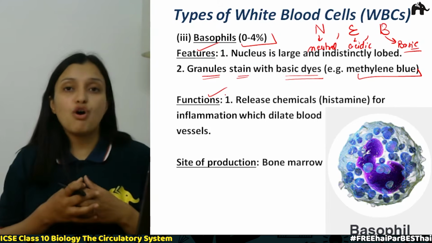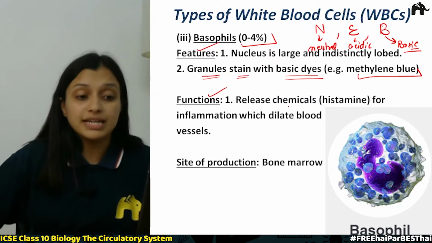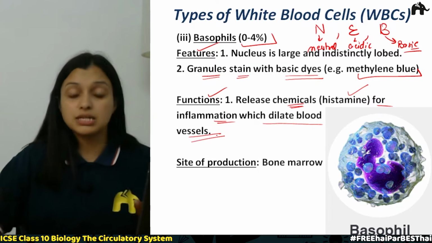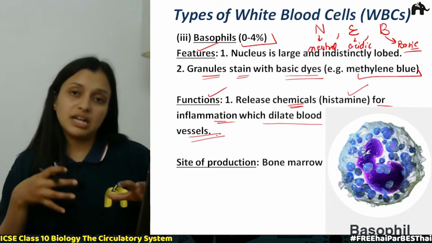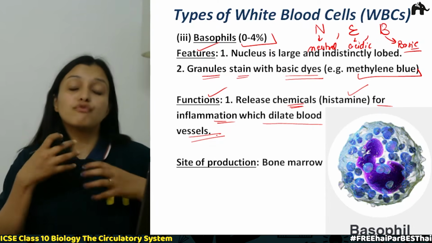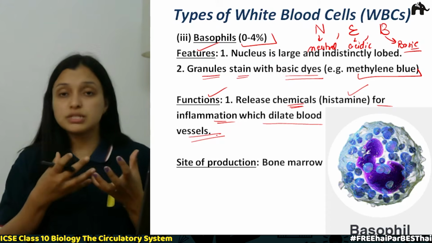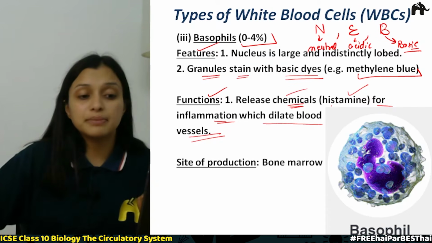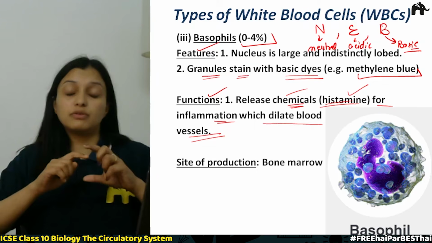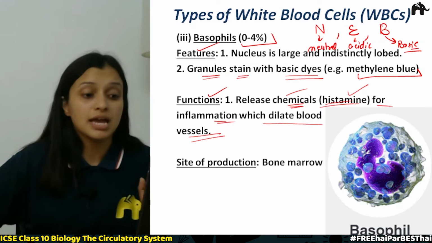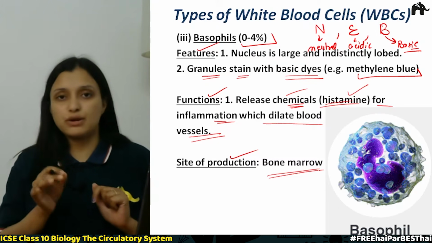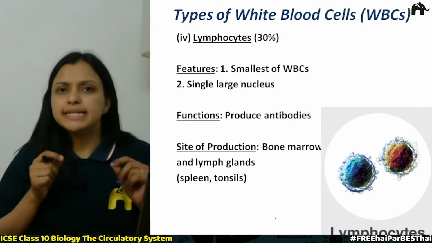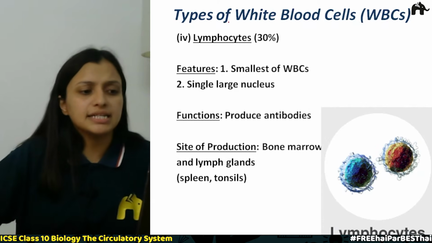Now the functions. What are the functions of basophils? They release chemicals called histamines for inflammation, which dilate blood vessels. When a person is affected by certain chemicals, a certain allergen, or there is some allergy, then against those allergens they release chemicals called histamines, which actually dilate the blood vessels. Now the site of production, their site of production is also bone marrow.